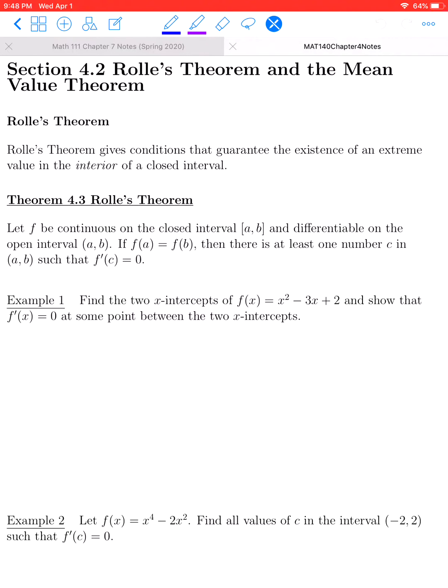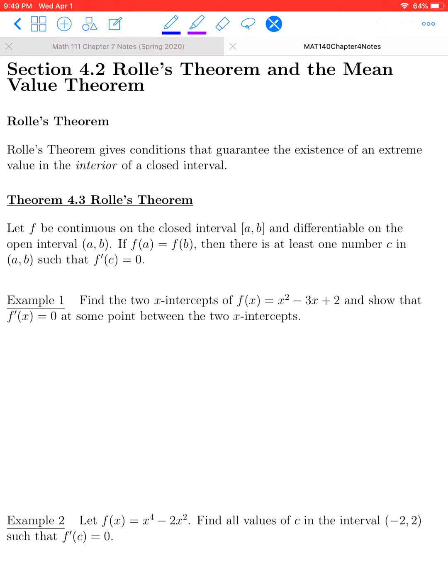We require that the function f be continuous on the closed interval a comma b and differentiable on the open interval a b. So it has to be continuous on the closed interval, but just differentiable within the interior of that interval, meaning the open set. Furthermore, if the value of the function at the endpoints is equal, meaning if f of a is equal to f of b, then there exists at least one number c in the open interval a comma b such that f prime of c is equal to 0.